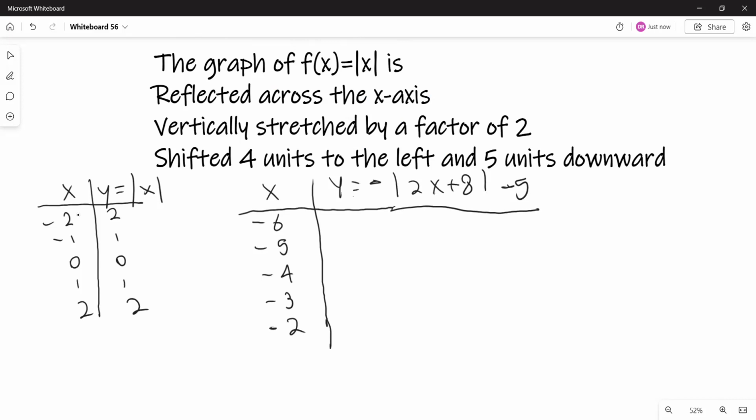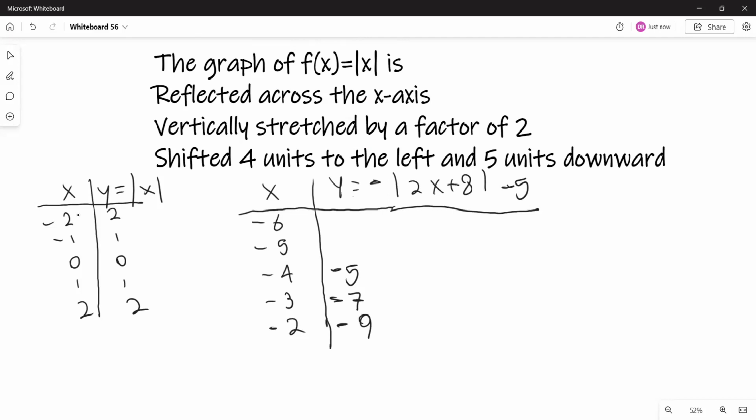So this passes through. 2 times -4 is -8. -8 plus 8 is 0. 0 minus 5 is -5. Then 2 times -3 is -6. -6 plus 8 is 2. The absolute value of 2 is 2. So that's -2 minus 5 is -7. Then 2 times -2 is -4. -4 plus 8 is 4. The opposite of that is -4. -4 minus 5 is -9.